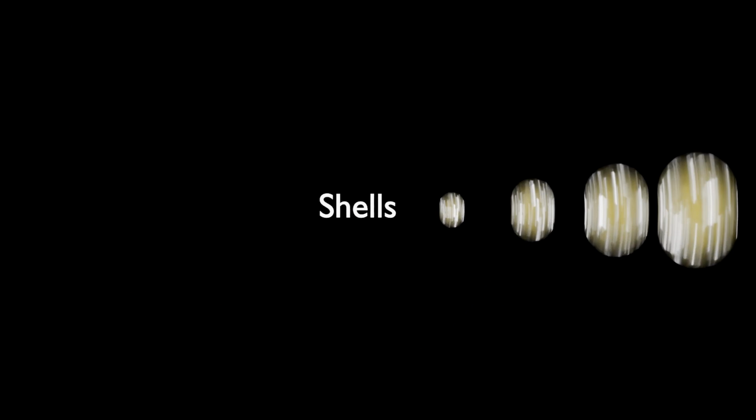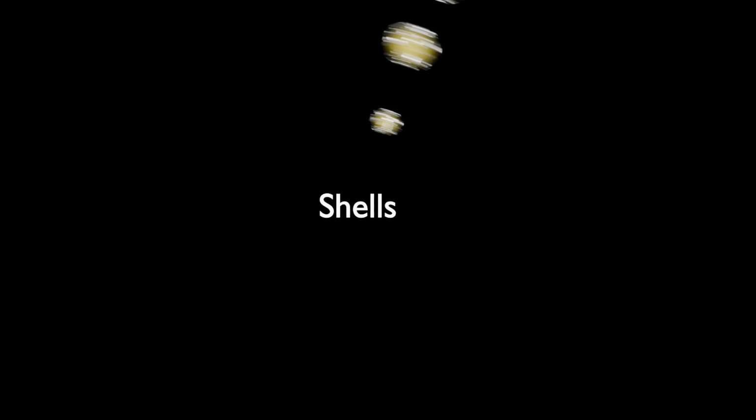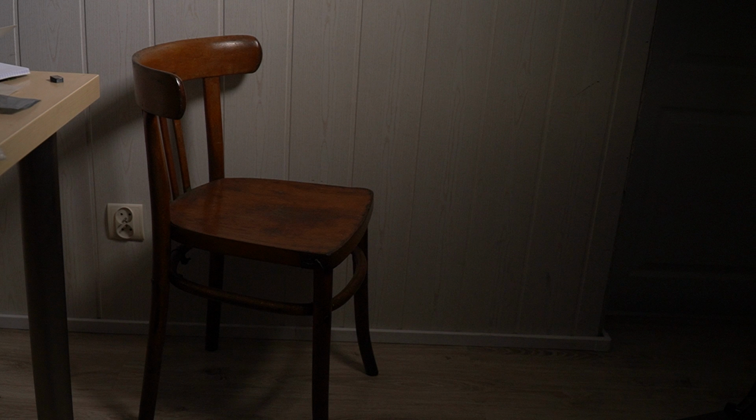So, what are shells? We can think of shells as different orbits that the electrons are taking. So just like moons orbiting a planet will have different distances, the electrons orbiting an atom have different shells. Except electrons don't really orbit, they just kind of cloud around the atom. So what are the shells representing? Okay, take a look at this chair.